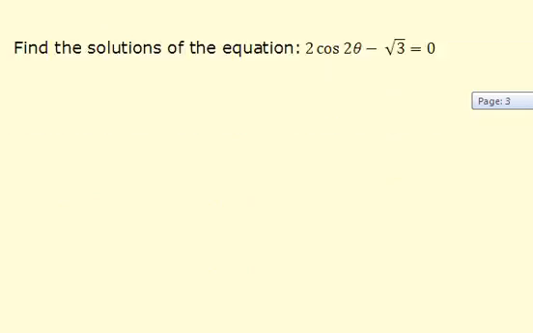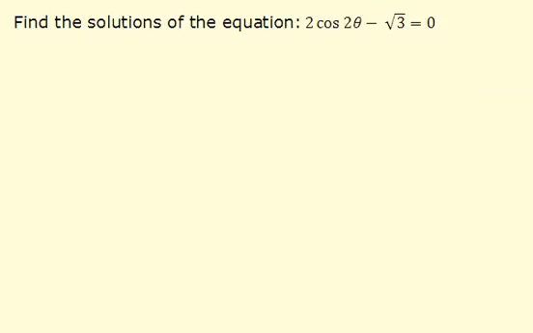In our next problem, we are asked to find the solutions of the equation 2 cosine 2 theta minus the square root of 3. We will recognize in this equation that the period of our function is 2 pi over 2, or pi units. In order to solve this, we will isolate cosine of 2 theta. Therefore, we'll have the cosine of 2 theta is equal to the square root of 3 over 2.